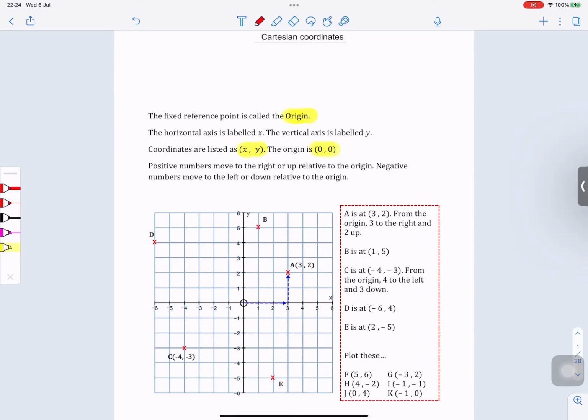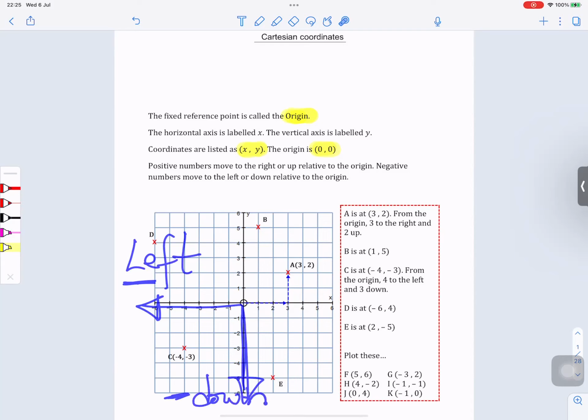Positive numbers move to the right. So if you go to the right, you get positive numbers. Going up is positive. And negative numbers, if you move to the left, it's negative numbers going to the left. And if you're going down, it's negative numbers when you're going down. And going right is positive numbers, and going up is positive numbers.